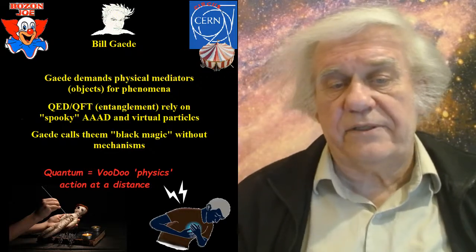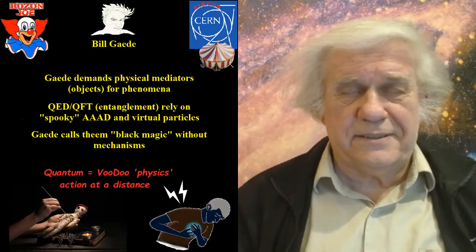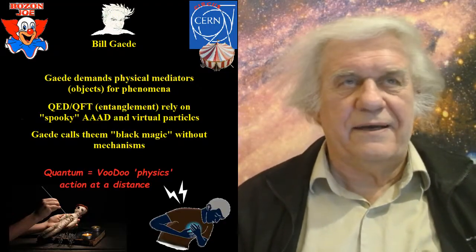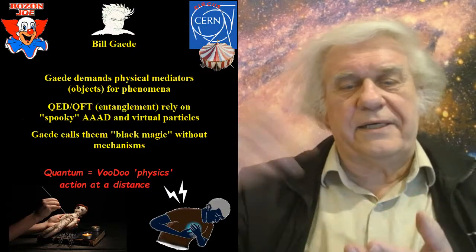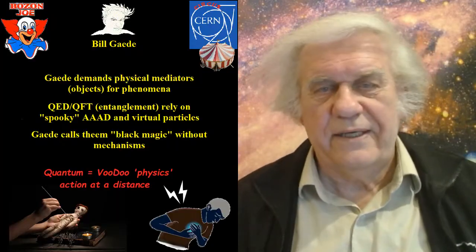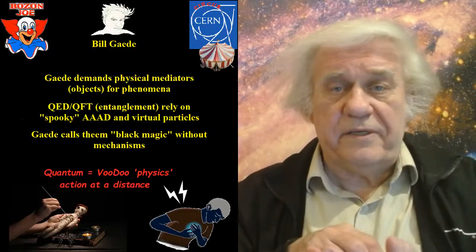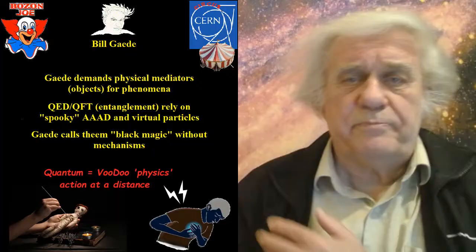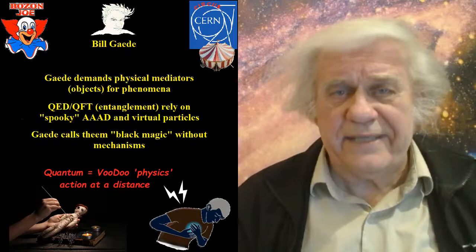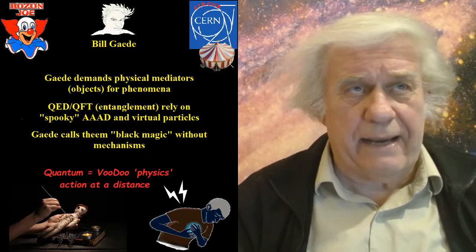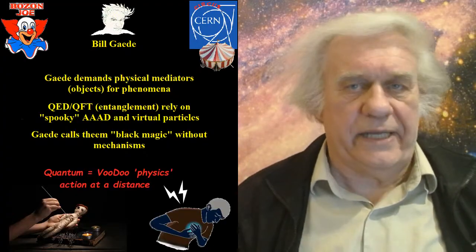QED, QFT, entanglement, for example, rely on spooky action at a distance and virtual particles. Action at a distance is irrational. It's what I call their voodoo physics, voodoo magic. You pinch the doll and the guy has a heart attack, right, or whatever. And you have to explain the mechanism. You can't say, well, every time she pinches the doll, this guy gets hurt, or he feels pain in his back, or whatever. How did she do it? Don't tell me it has happened. That's description. Don't tell me how fast it happened. Tell me how many miles she was apart. Any of that. We don't care about any of that.